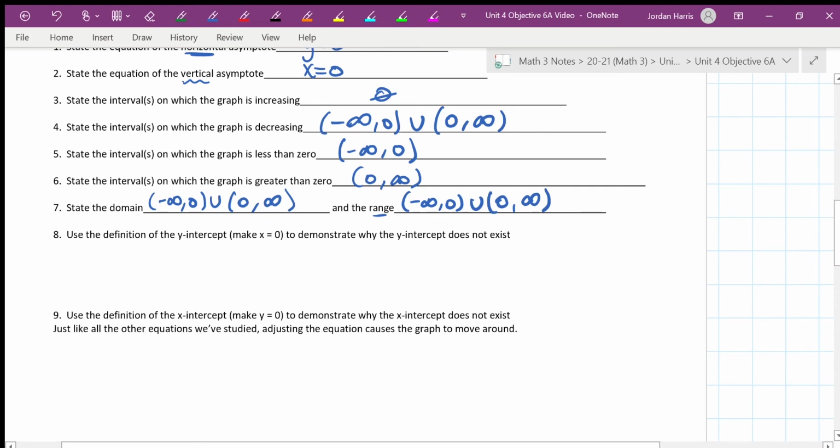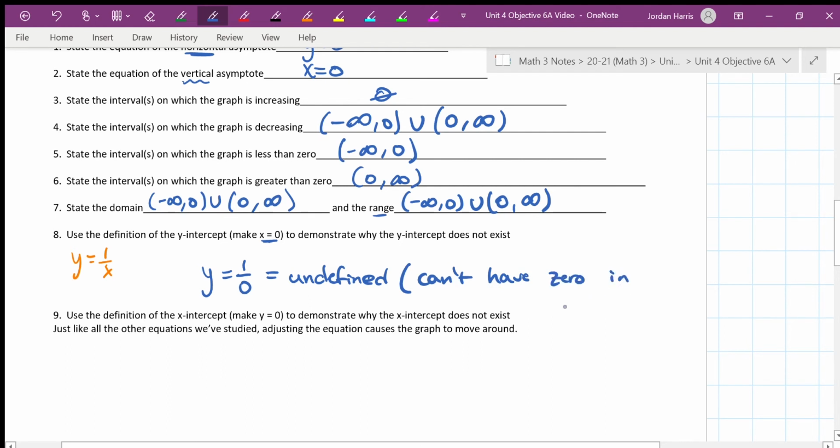Use the definition of y-intercept. Make x equal 0 to demonstrate why the y-intercept doesn't exist. So y equals 1 over x, that's my equation. I'm going to plug in x equals 0. That's how we find a y-intercept. So y equals 1 over 0. That is undefined because you can't have 0 in the denominator.